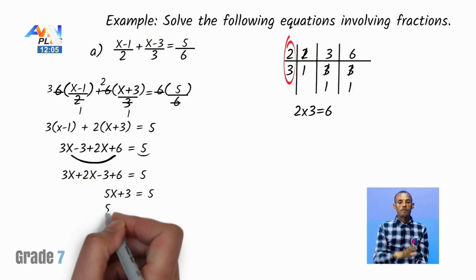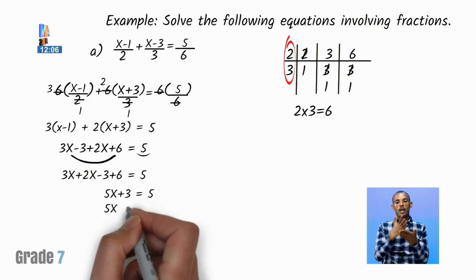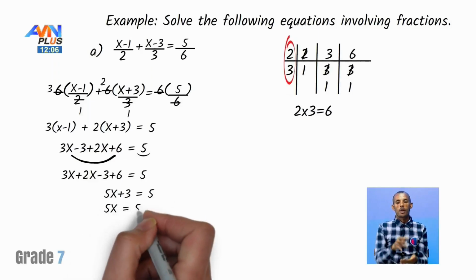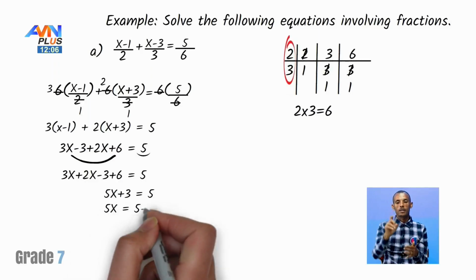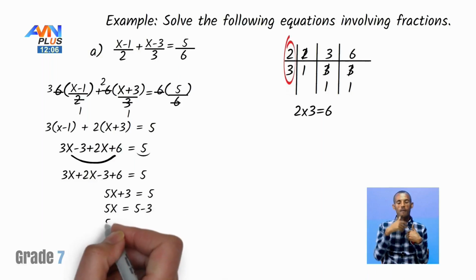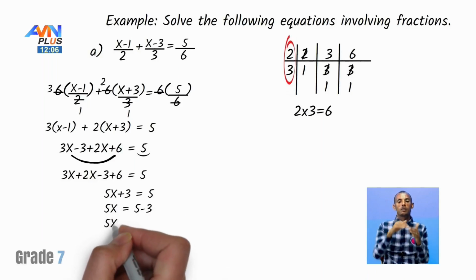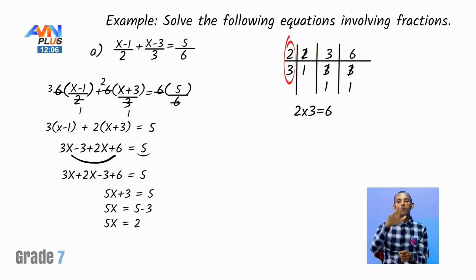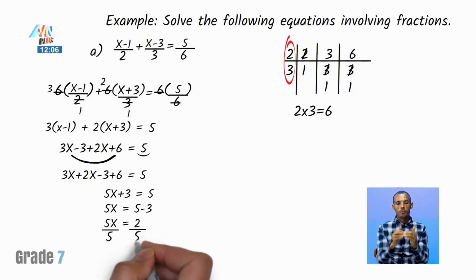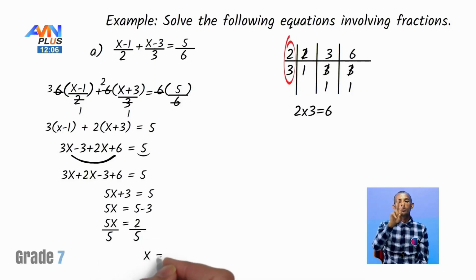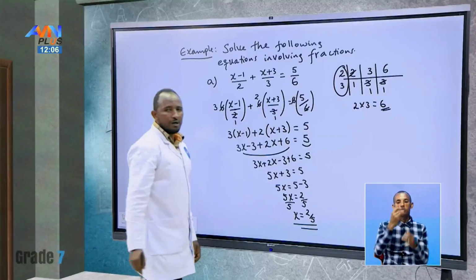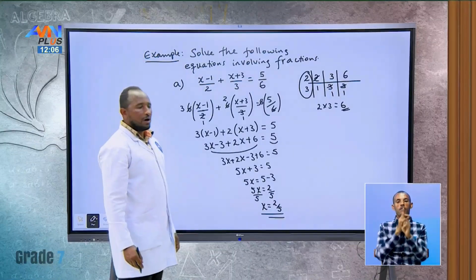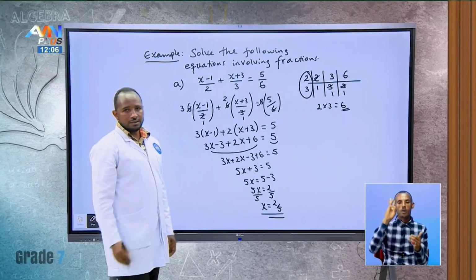Now let's move this 3 to the other side. 5x is equal to 5, moving 3 to the other side, it becomes minus 3. Therefore, 5x is equal to 5 minus 3, which is 2. Divide both sides by 5. This cancels out. x is equal to 2 over 5. This will be the final answer. That's it. Now, I'll give you one last example.